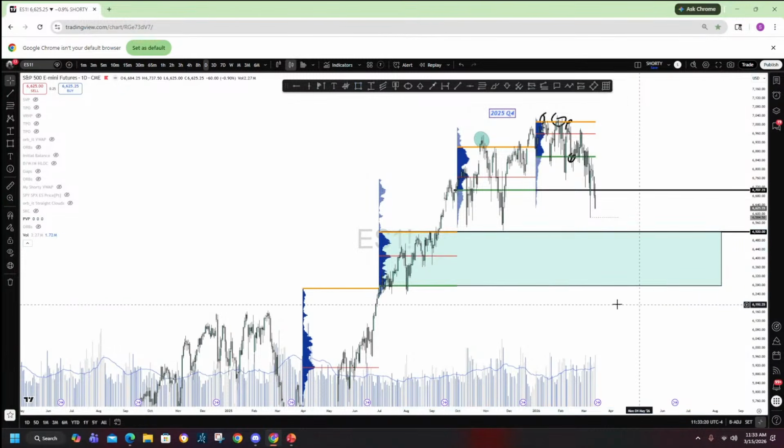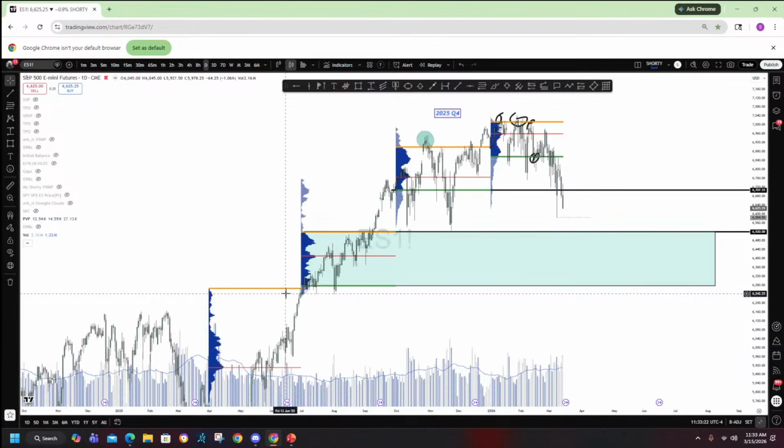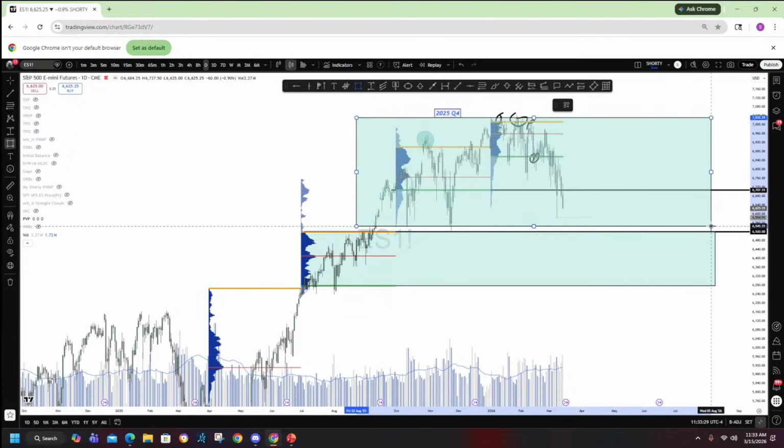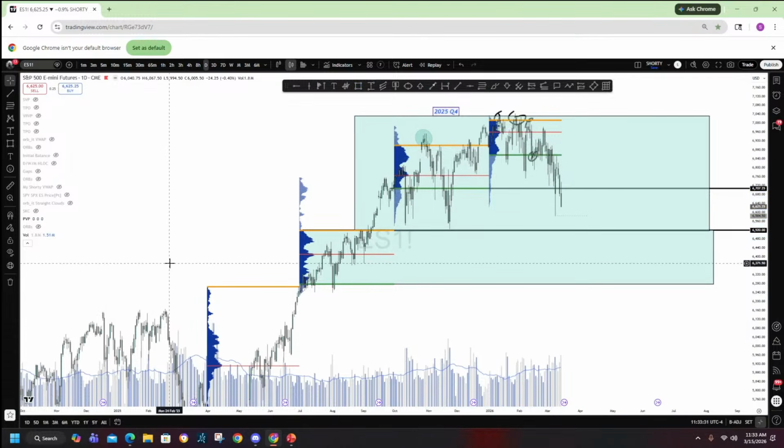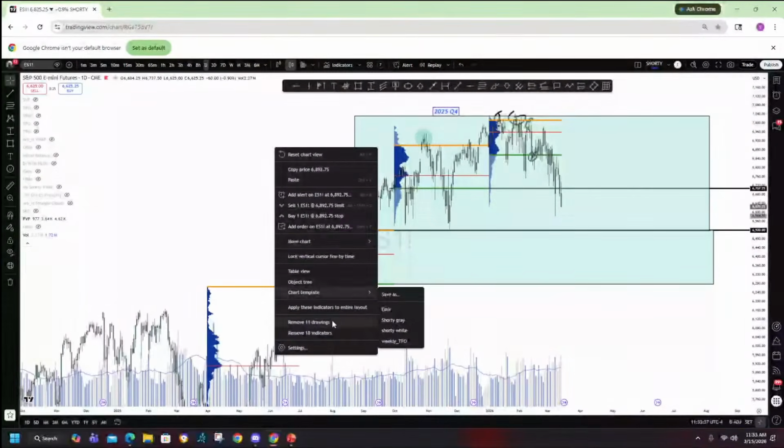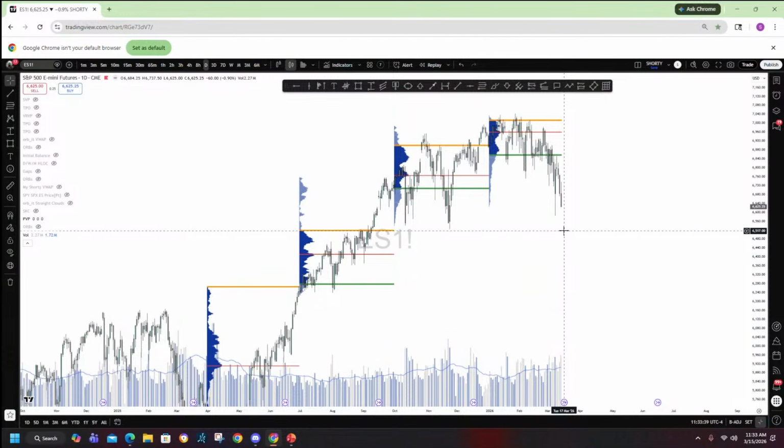What's the question here? Accepting value in that area. Rejecting the lower value and accepting the price to be here. Right? Okay. Because last time they said no. So this is going to be a big test.